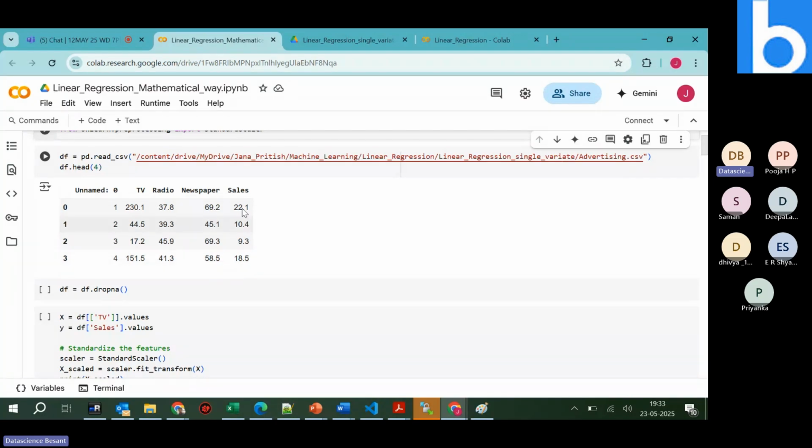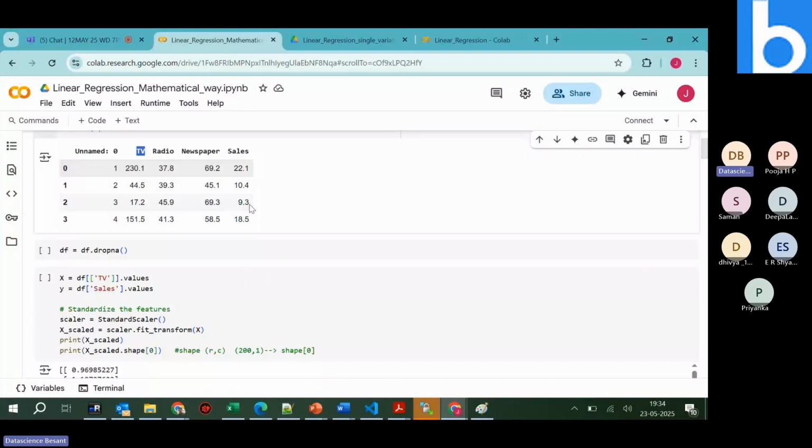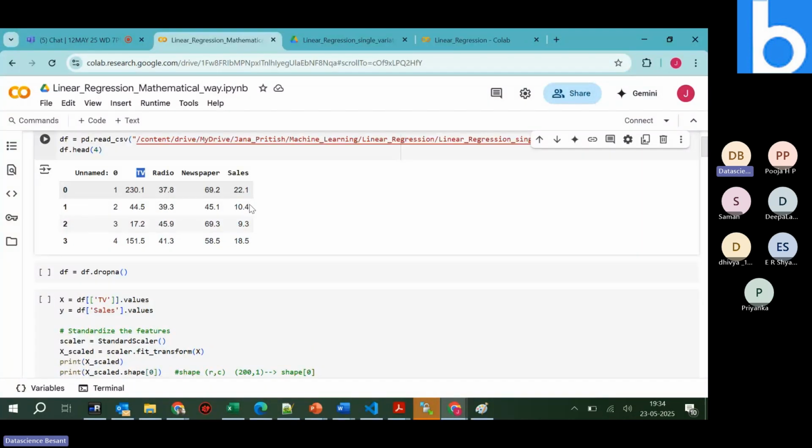I'm going to consider sales as my dependent feature, meaning the target variable or the outcome variable. The TV is going to be my independent variable. Right now, I'm going to show you how a single independent variable works versus the dependent variable. As a task, you can take all 3 independent variables, TV, radio, newspaper, versus sales. I'll also try to help with that. But right now, let us concentrate on only these 2 variables, TV and sales.